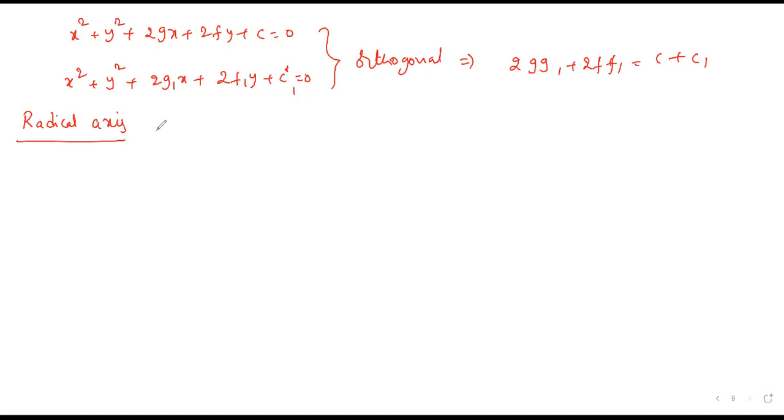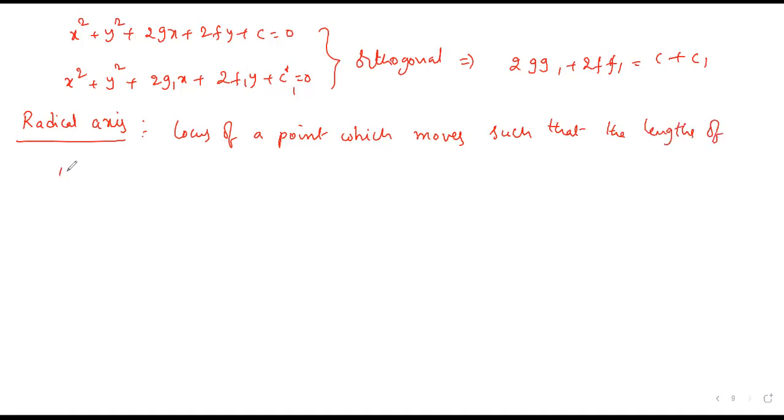Radical axis means the radical axis of two circles is the locus of a point which moves such that the lengths of the tangents drawn from it to the two circles are equal. Suppose we take two circles.